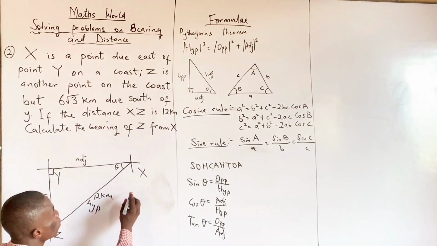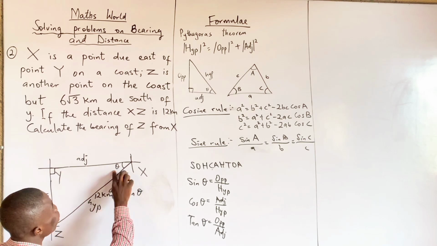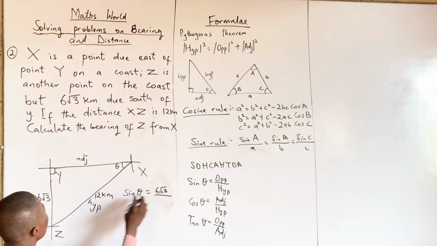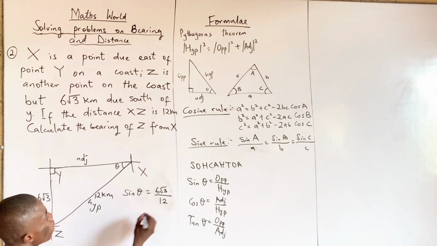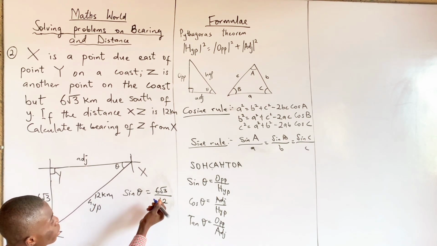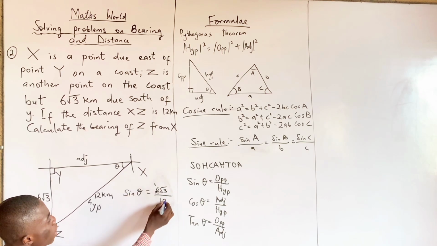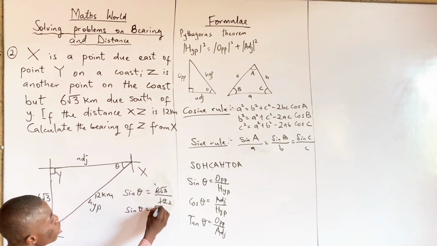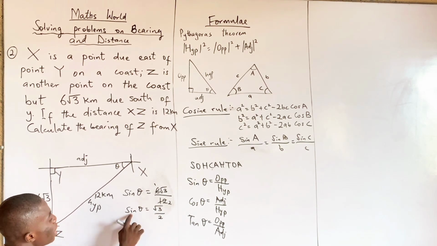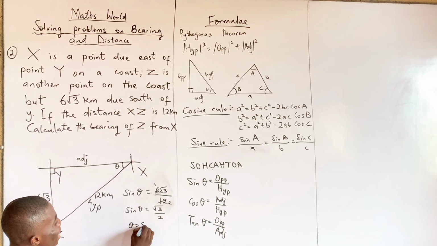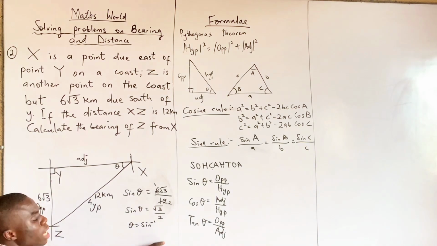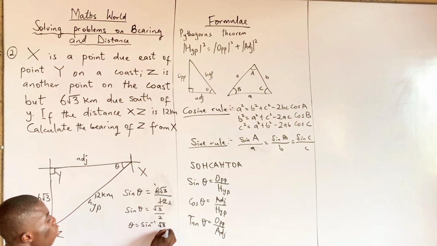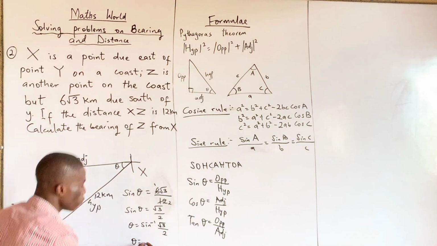So I will write sine theta, because I'm looking for theta, equals opposite. What's our opposite? 6√3 over hypotenuse, which is our 12 kilometers. Then you cut, I can cut like this. Gone 6 here, 1, 6 here, 2. So sine theta equals √3 over 2. Bringing this to the other side, you have theta equals sine inverse. Remember, if you are taking sine to the other side, it becomes the inverse of that sine. Sine inverse of √3 over 2. What is now sine inverse of √3 over 2?